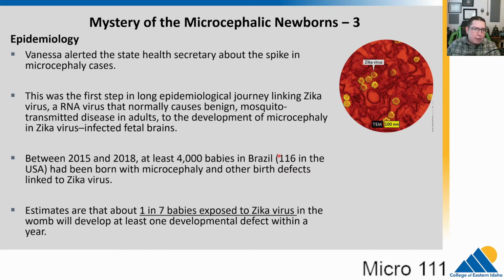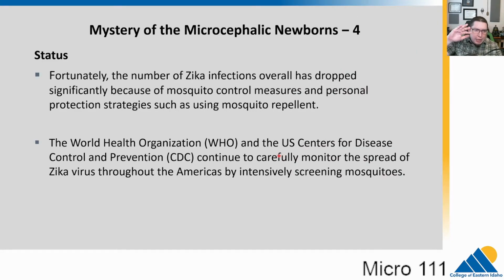So in all the data that was collected, it was estimated that about 1 in 7 babies that were exposed to Zika virus in the womb developed at least one developmental defect within a year. So quite severe. Fortunately, this has dropped a lot because we recognized that it was a virus that was causing this, and we recognized that the virus was being transmitted by mosquitoes. So we implemented mosquito control measures and personal protection strategies, like using insect repellents and things like this.